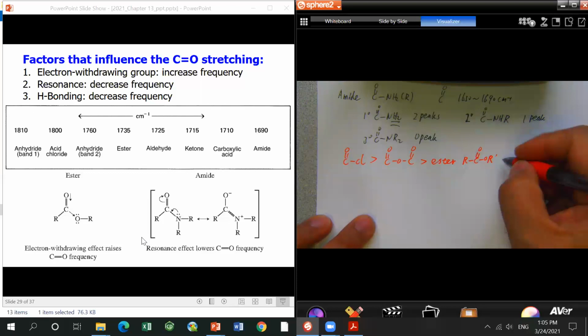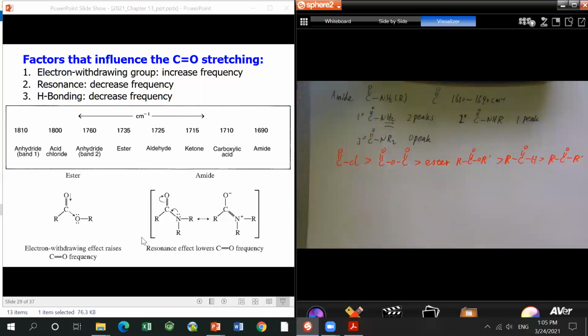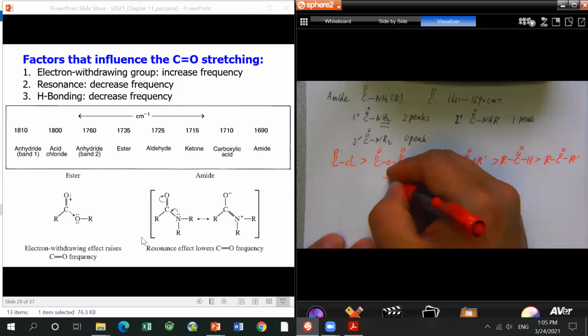And then followed by aldehyde, C=O stretching about 1725. And then ketone. Ketone is a little bit lower than aldehyde, about 1715. All right, and then following, it's carboxylic acid.